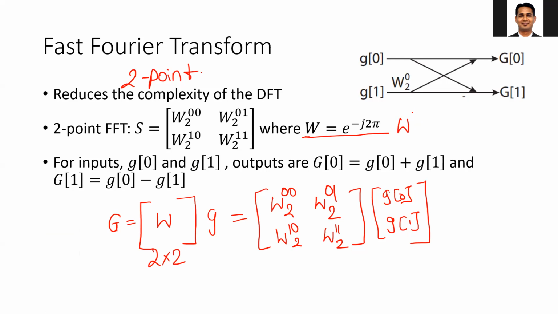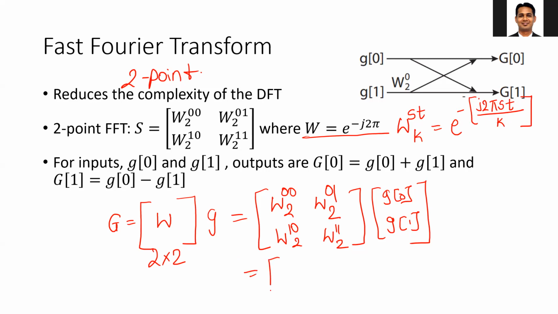W of s, t and K is nothing but e raised to minus j 2 pi s t divided by K. This is how it is calculated.